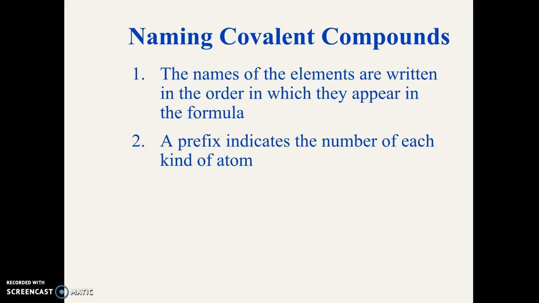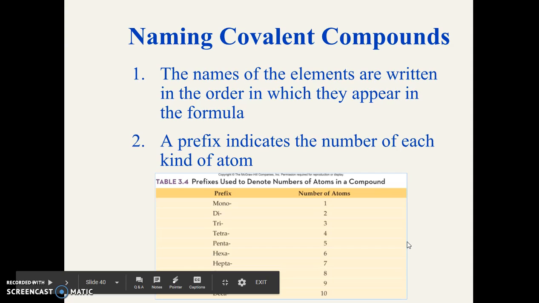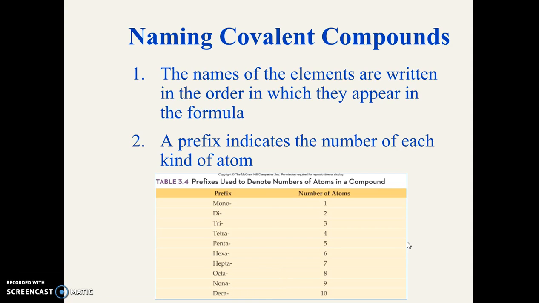If you want to know the prefixes, they are also listed on the cheat sheet. There's a box around them that says prefixes. Mono is 1, di is 2, tri is 3, tetra is 4, so on and so forth. So the prefix will tell you how many atoms there are for each kind of element. They're also listed here. These are 1 through 10, the most common prefixes that we will use.